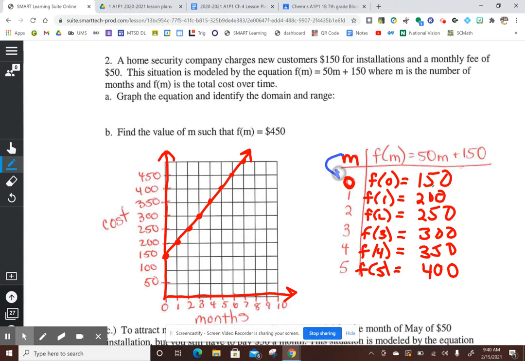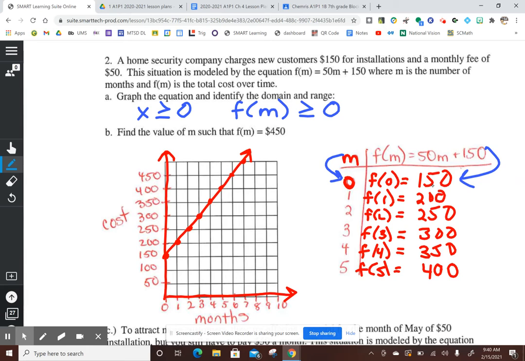What's the minimum x value? It's 0. So that means x is greater than or equal to 0. What's the minimum y value or f of m value? It's 150. So that means y, or f of m, is greater than or equal to 150.